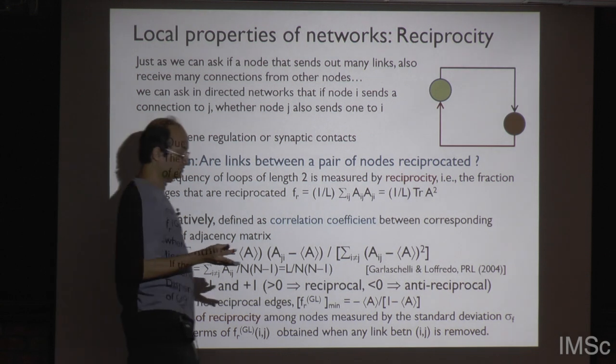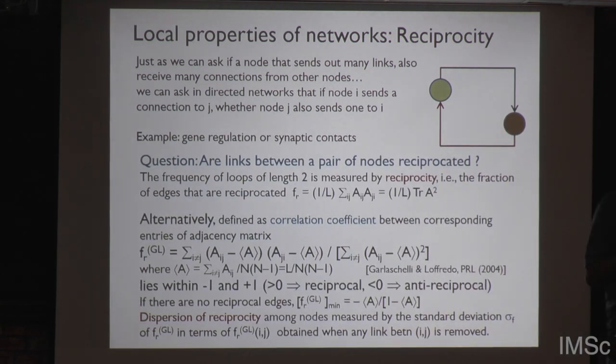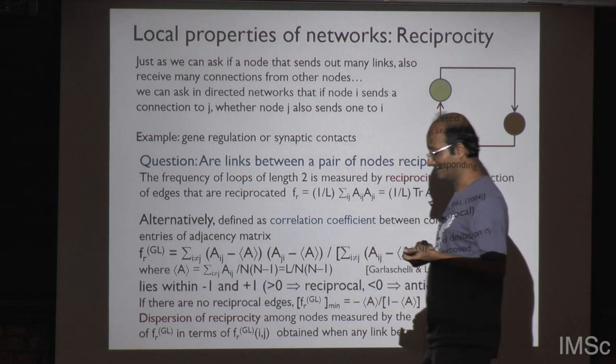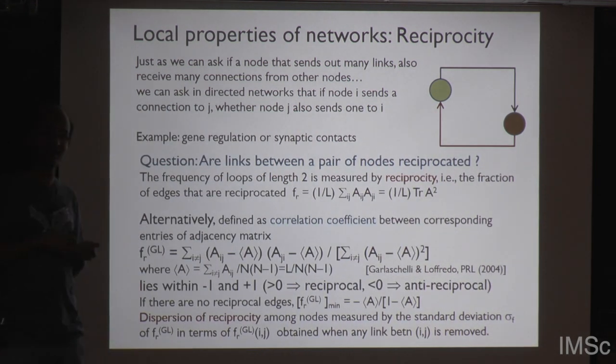Now, related to this question of whether a high in-degree node would also have a high out degree is the concept of reciprocity. Okay? So you can ask, if I receives a connection from J, does J also receive a connection from I? This is a question which is relevant in lots of different biological networks. For example, in neural networks, you could ask, let's say a synaptic connection exists from A to B. Does a reverse connection also occur?